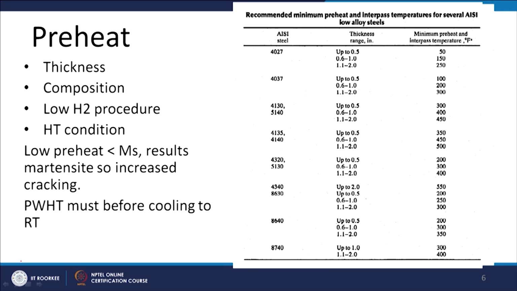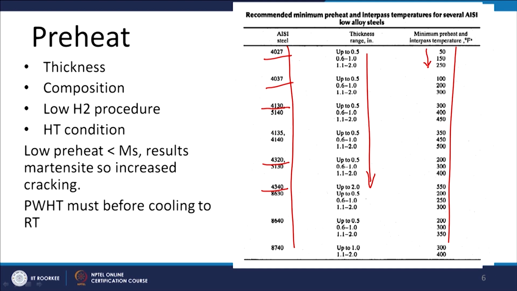So, this table shows the various grades of the steels: AISI 4027, 4037, 4130 and then 4320, 4340. There are various grades of steels and different thicknesses for which the minimum preheat and interpass temperatures have been given here. As we can see, with the increase in section thickness to be welded, in general preheat temperature and interpass temperature increase. Likewise, steels of higher carbon equivalent will need a higher preheat and interpass temperature. That is what we can see from this table.